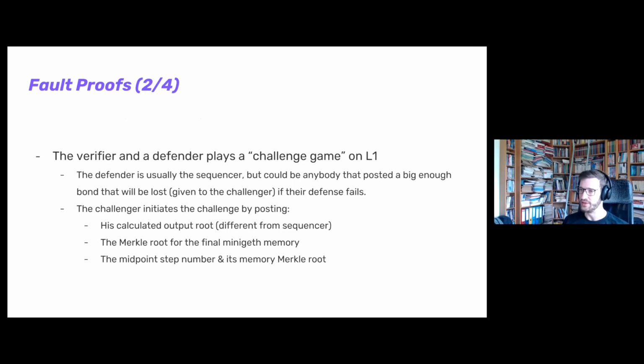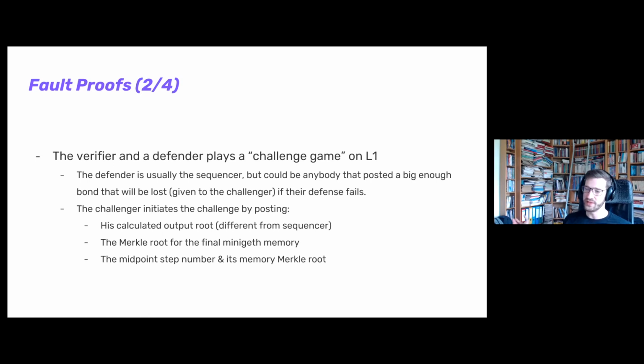It will be easier. So the challenger, the verifier that wants to make a challenge, initiates the challenge by posting his output route. His output route is going to be different from the sequencer's, because otherwise it wouldn't be a challenge. And he's going to post the Merkle root for the final state of minigeth, basically. After the last step, what's the memory? Do a Merkle root of that. You're also going to post the Merkle root of the memory at the middle of the execution.